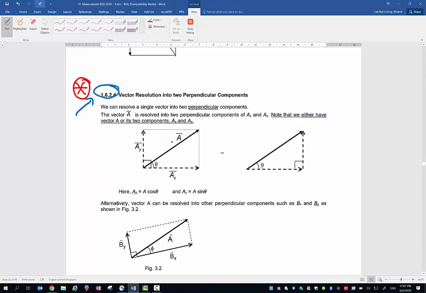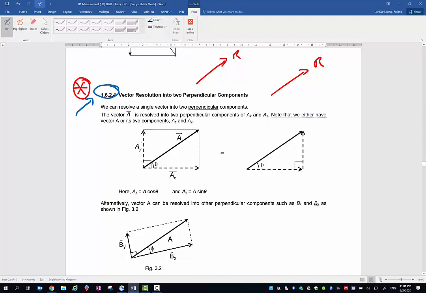Now, understand one thing first. If you have a vector, let's call this R, and you want to resolve it. Let's draw a few R's, another R here, and you want to resolve it. Then the vector that you use to resolve is always the resultant. It is always the resultant.